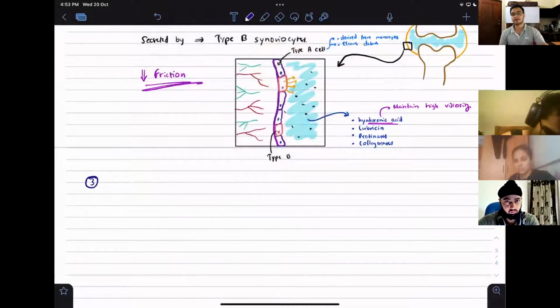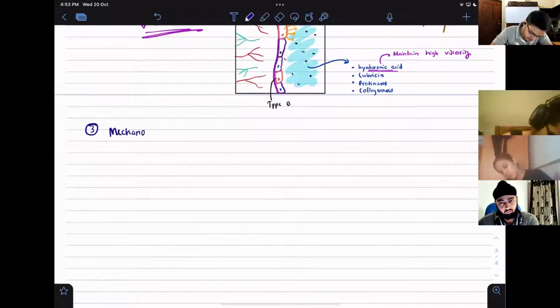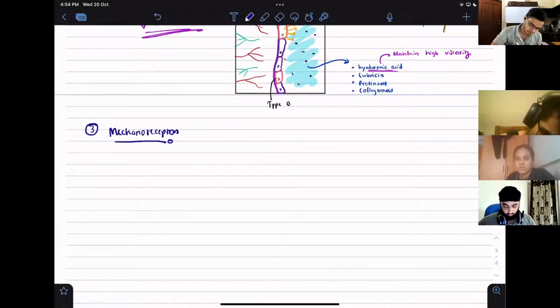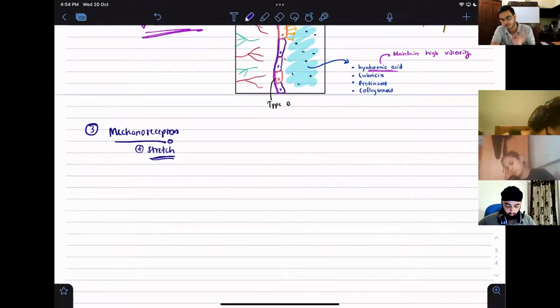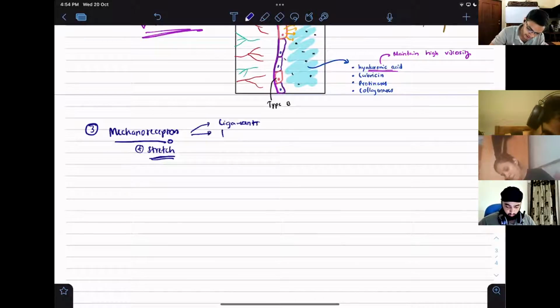Third joint protective mechanism, guys, is our mechanoreceptors. Mechanoreceptors, guys. What are they sensing in the joint space? We talked about before as well. What are they sensing? Sensitive to stretch, right? So basically we are talking about mechanoreceptors in ligaments, in the same joint, ligaments of that particular joint, tendons, and overlying skin.